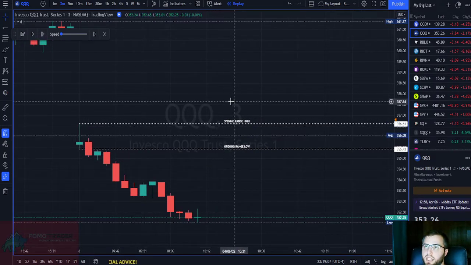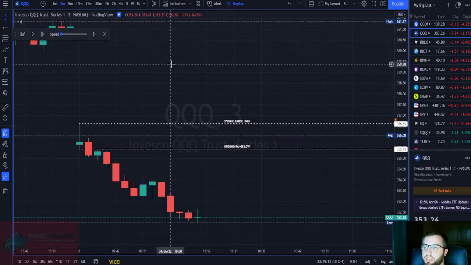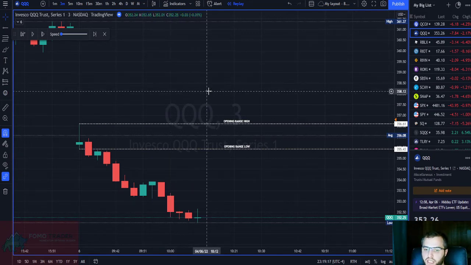So that is how you play an opening range. Basically, you can use it on the 3-minute, the 5-minute, the 10-minute, the 15-minute, whichever time frame you want to use it on, and you set your high and your low for that candle after it closes, and then you wait for that level to break and you wait for confirmation.